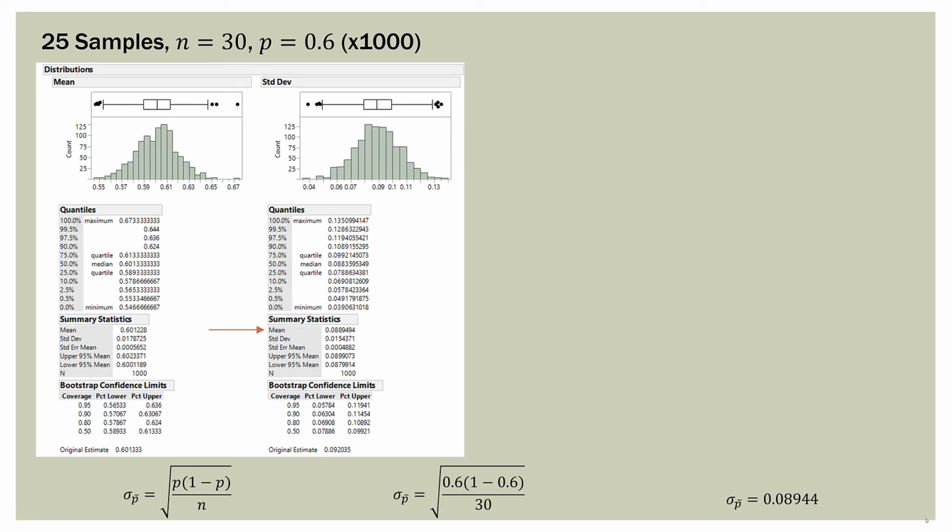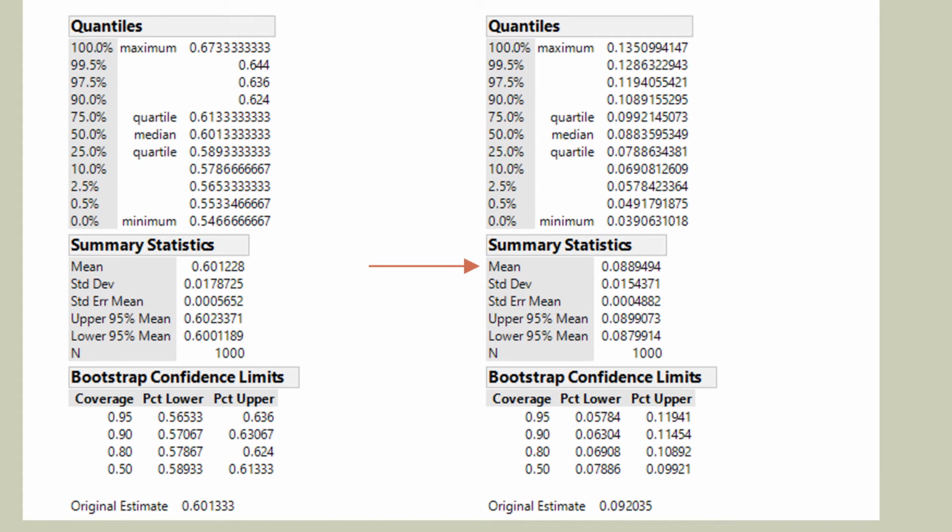Now, if you look down here in the summary statistics for the standard deviation, which again is the standard error, you see that the mean is 0.0889. Now, what are we expecting down here in the lower right? 0.08944. That's very, very close.